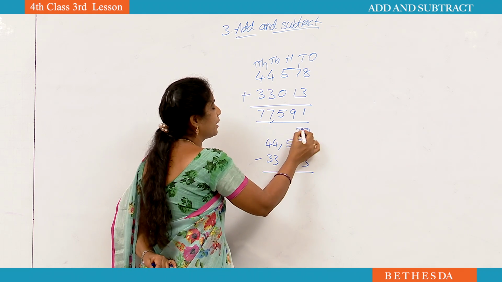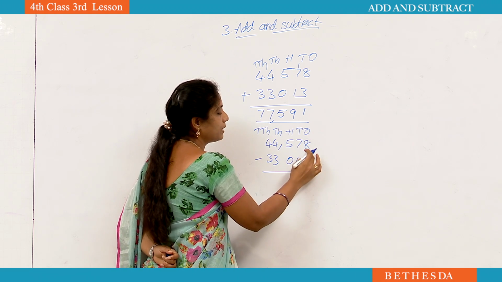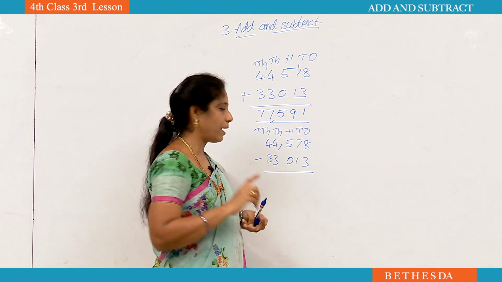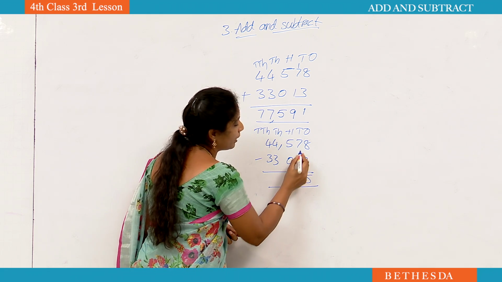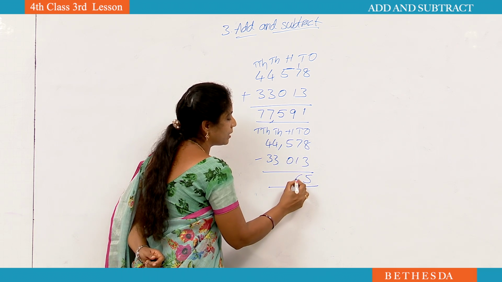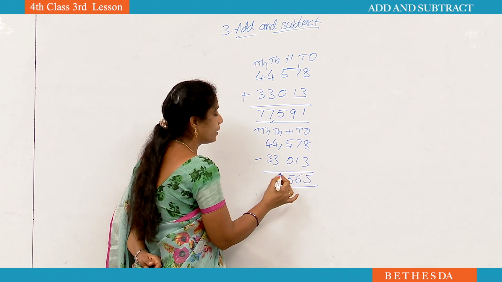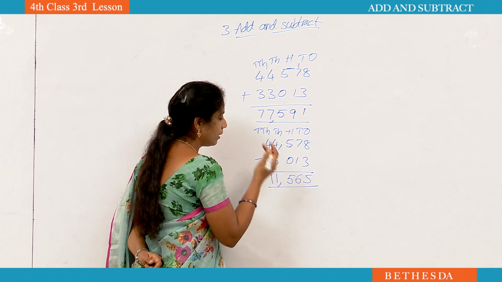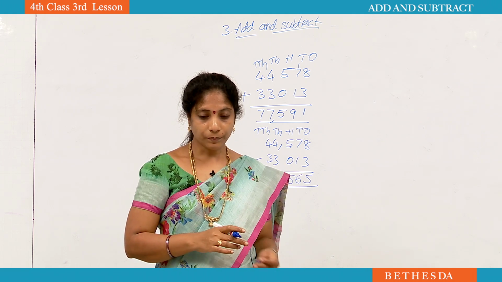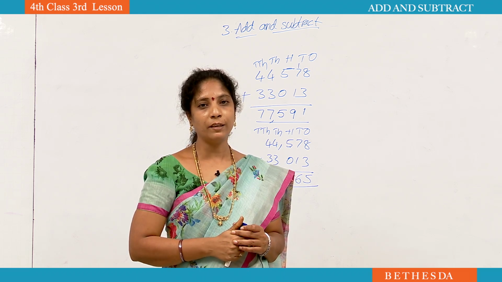While we are doing subtraction, always we have to start from ones place. See here, ones place number 8 minus 3. Take 8 fingers, close 3. Remaining is 5. Okay, 7 minus 1. Already we learned. If you subtract 1 from any number, we will get that number before number. 7 minus 1 is equal to 6. 5 minus 0, 5. 4 minus 3. Take 4 fingers, close 3. 1. 4 minus 3 is equal to 1. Now what is the answer? 11,565.